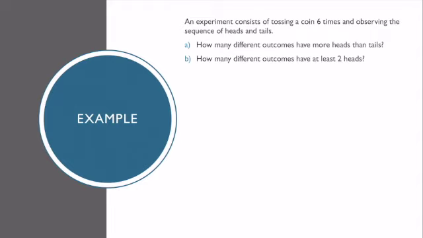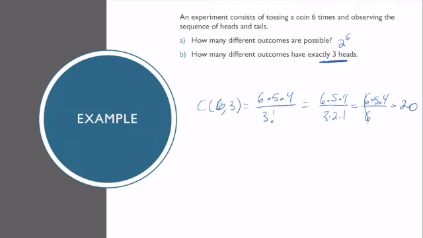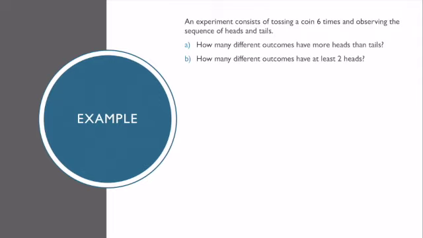From the same experiment, I'm now tossing a coin 6 times and observing the sequence of heads and tails. How many different outcomes have more heads than tails? I just found that 20 have exactly 3 heads. I need to know how many have 4, 5, or 6 heads. So I'm going to take 6 choose 6, 6 choose 5, and 6 choose 4, and that's going to tell me how many outcomes have more heads than tails.